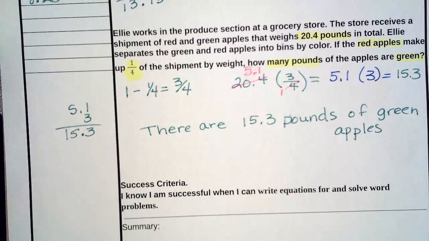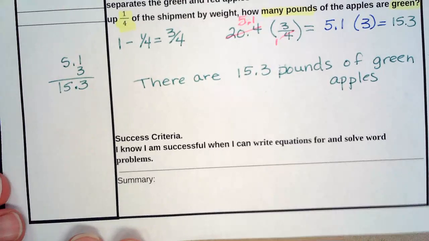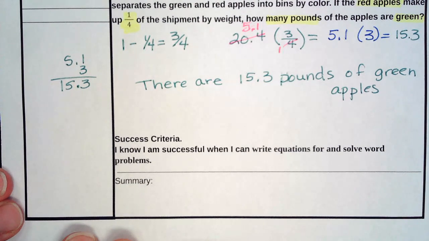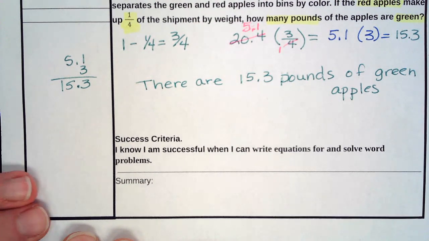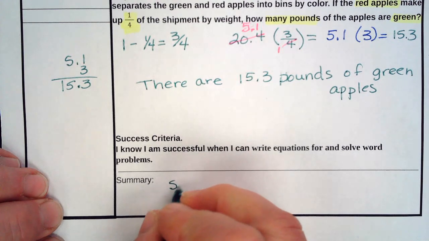Okay, how do you know you're successful? You know you're successful when you can write equations for and solve word problems. So this is still solving word problems.